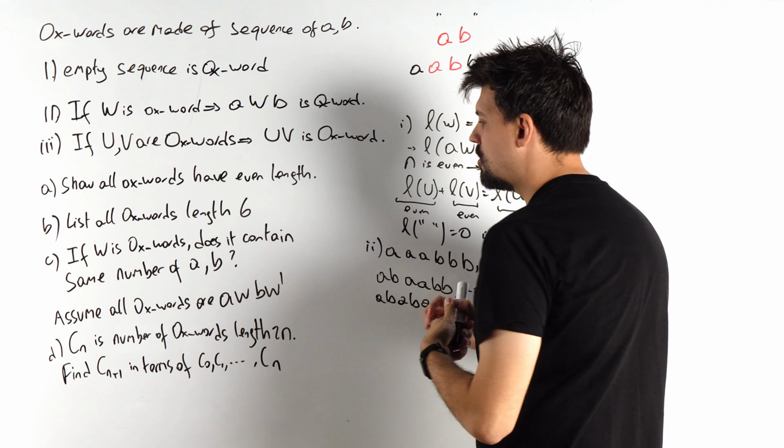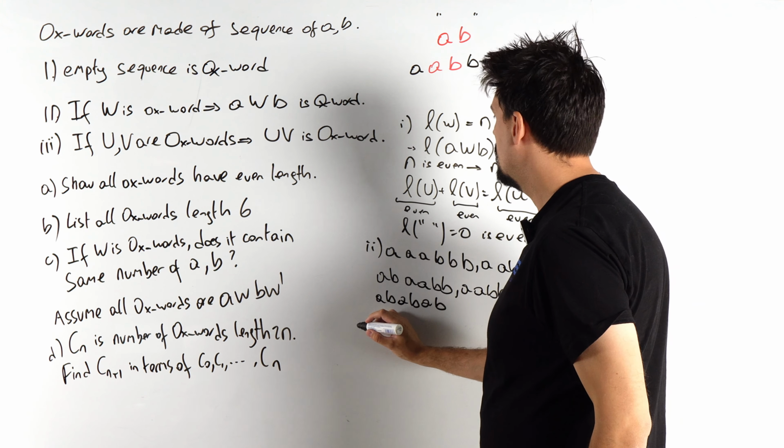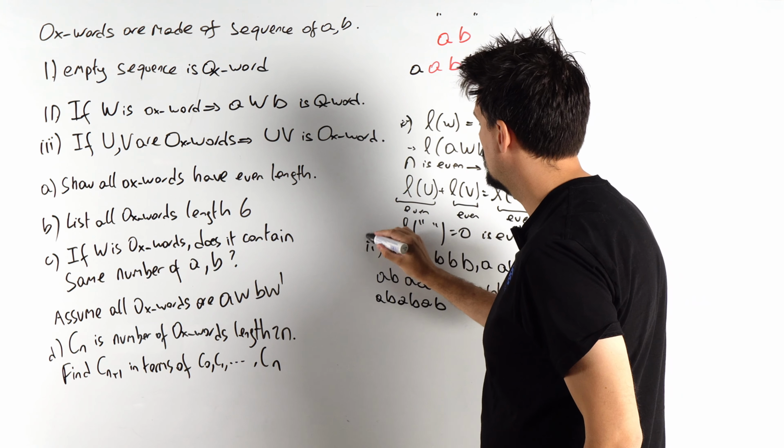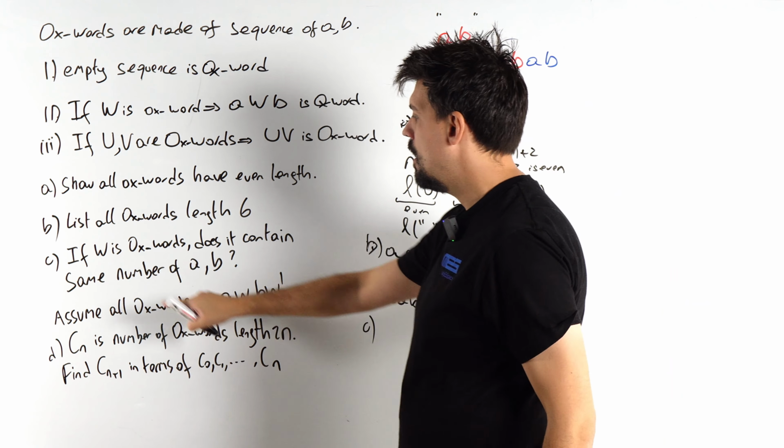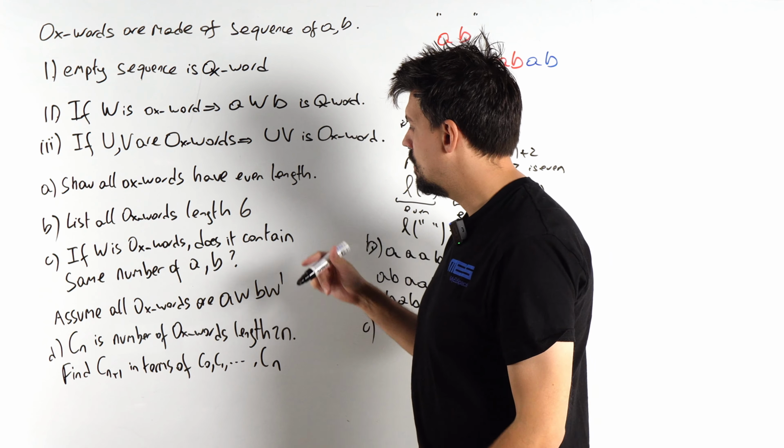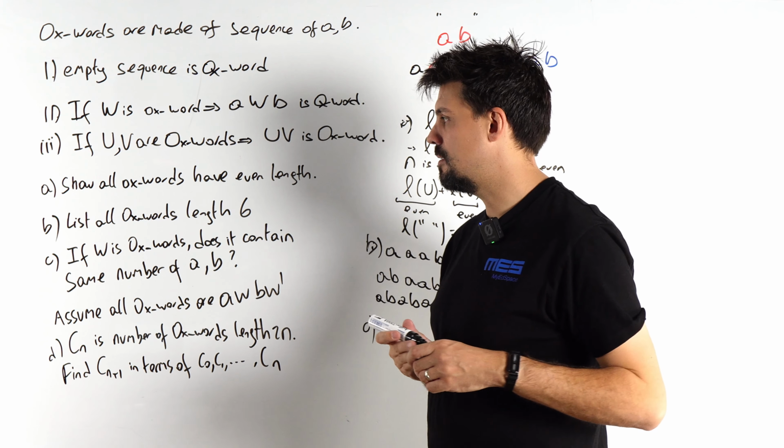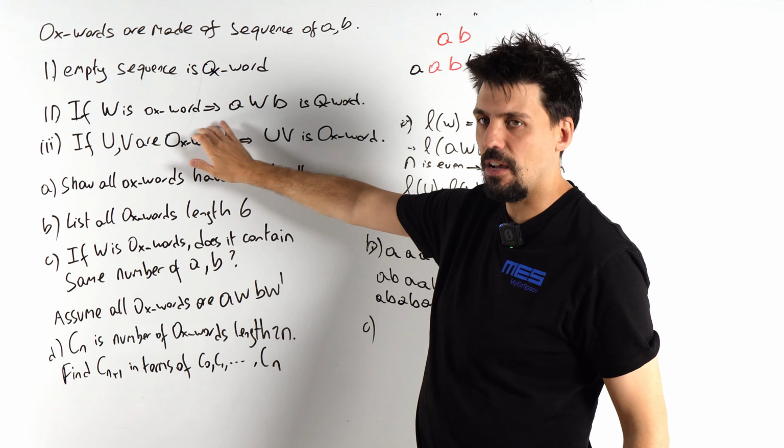Now, part C: if W is an oxword, does it contain the same number of A's and B's? We are back to this argument.